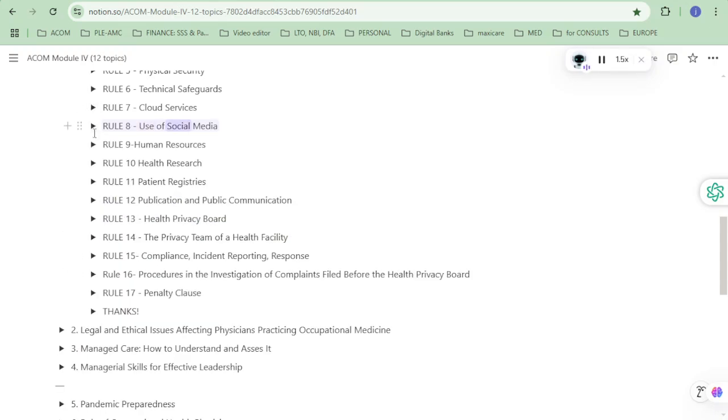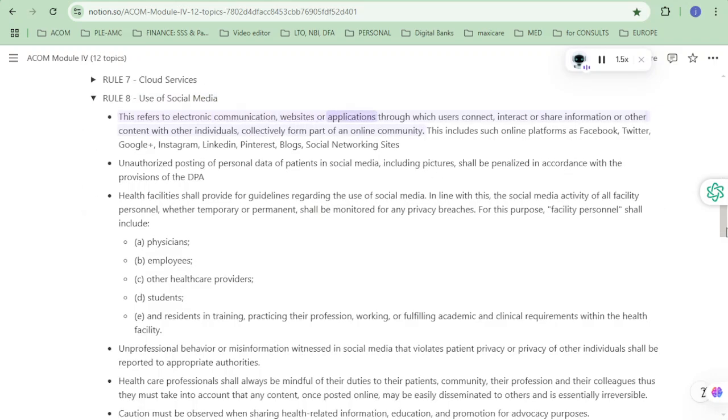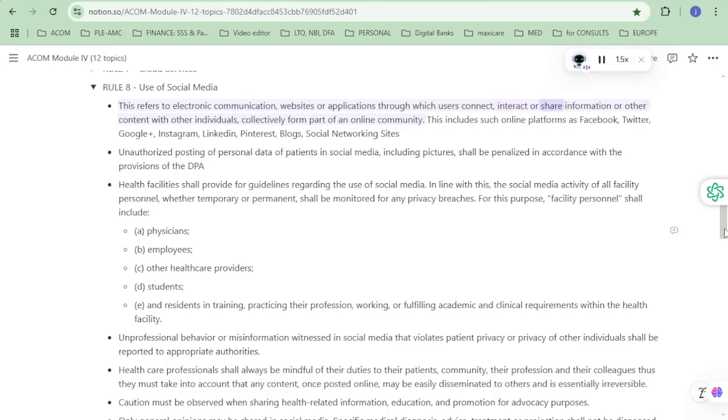Rule 8, Use of social media. This refers to electronic communication, websites, or applications through which users connect, interact or share information or other content with other individuals, collectively form part of an online community. This includes such online platforms as Facebook, Twitter, Google+, Instagram, LinkedIn, Pinterest, blogs, social networking sites. Unauthorized posting of personal data of patients in social media, including pictures, shall be penalized in accordance with the provisions of the DPA. Health facilities shall provide for guidelines regarding the use of social media.